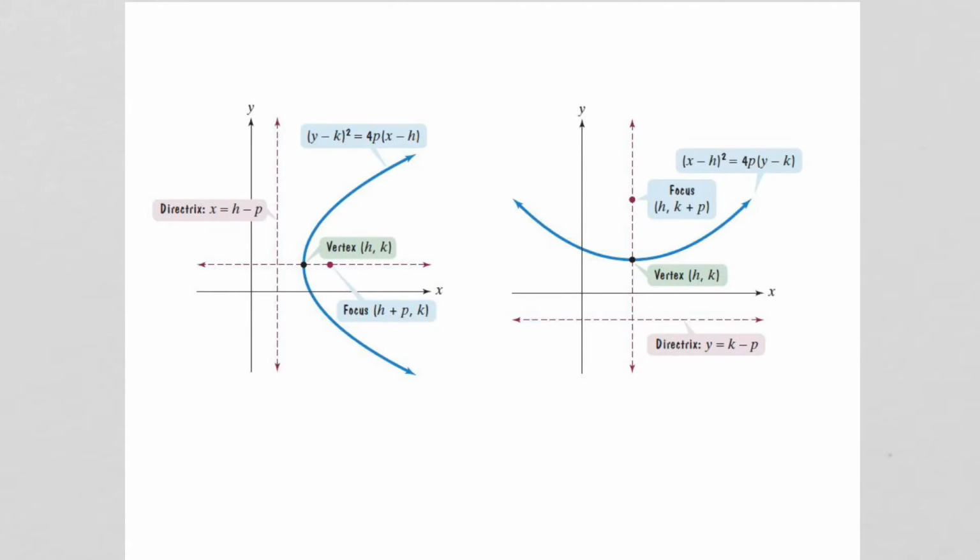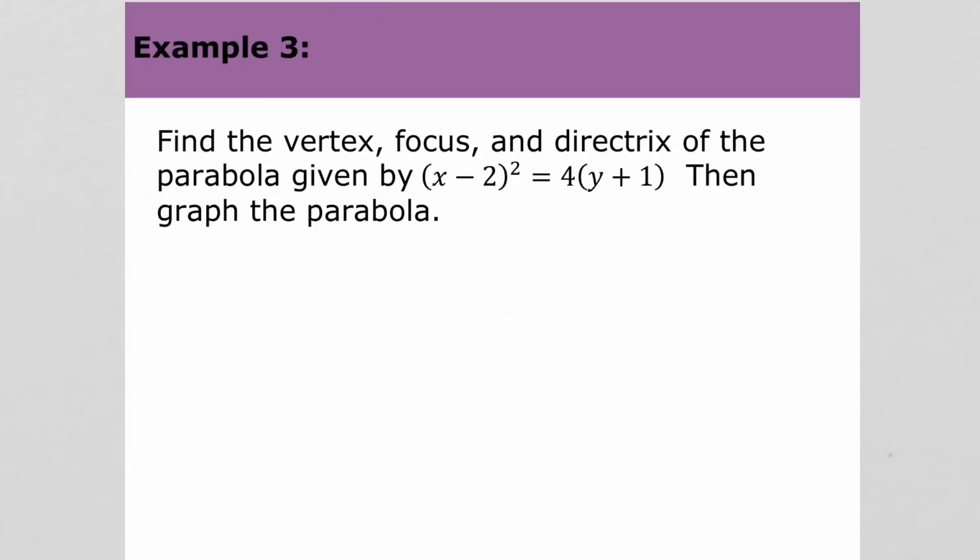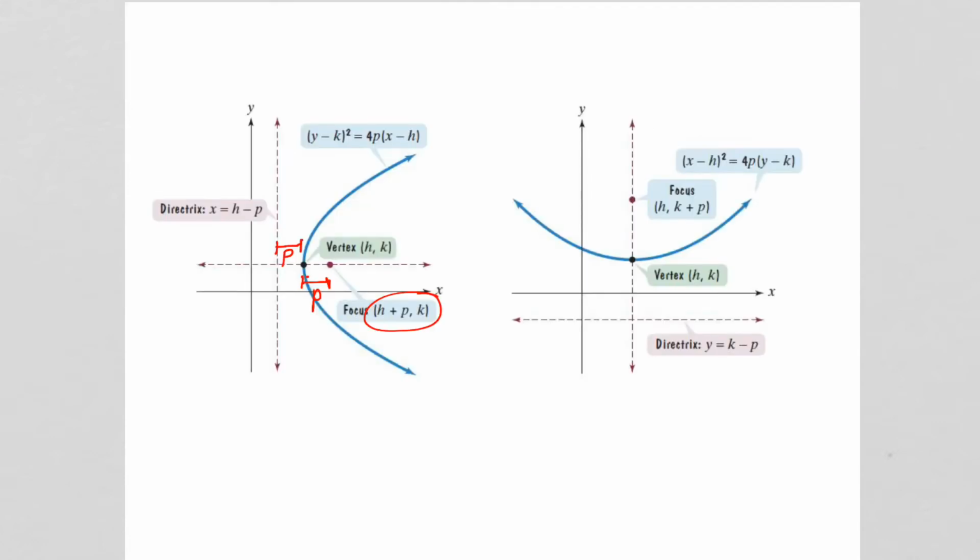Before we do that, you can see that if the vertex is at (h, k), then the distance from the vertex to the focus is p. So the point for the focus would be (h plus p, k). And for the directrix, the distance from the vertex to the directrix is p. So the directrix would be x equals h minus p, because you're going to the left. If it opens to the left, it's the opposite information: the focus would be (h minus p, k), and the directrix would be x equals h plus p.